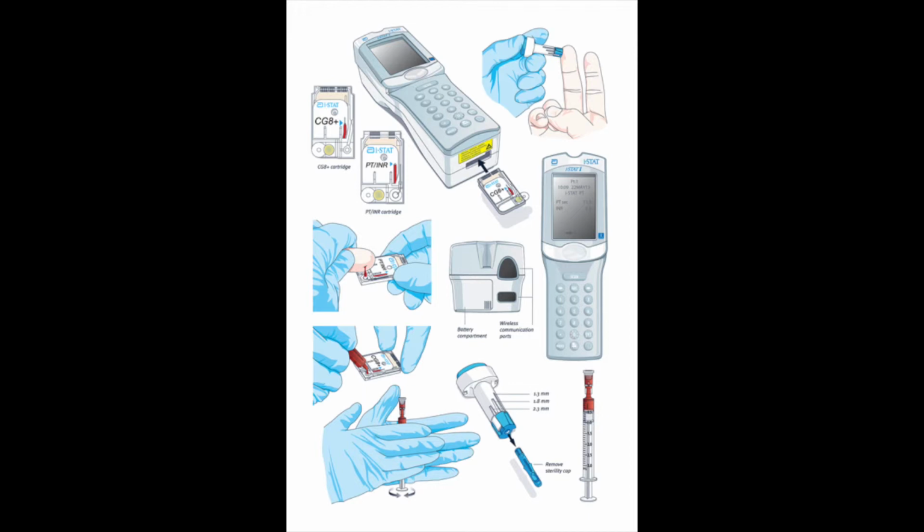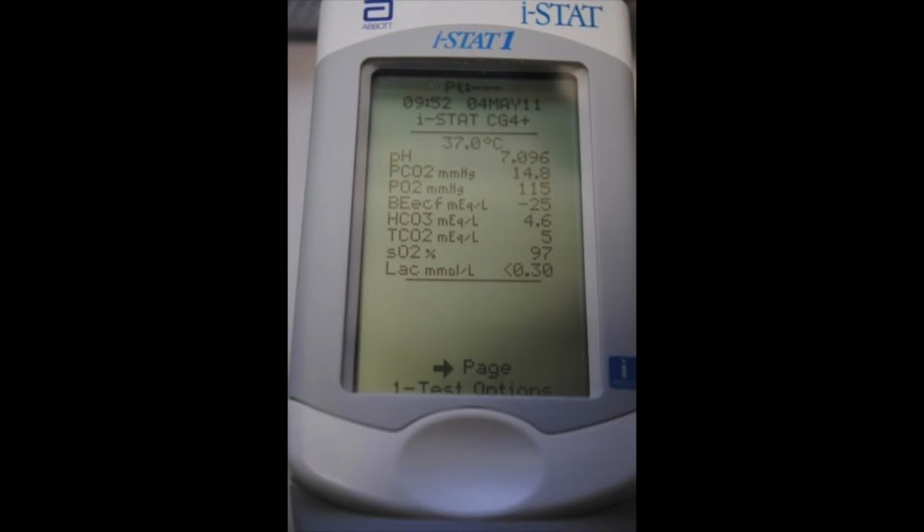We can then insert the cartridge into the port on the iStat, and that'll have another click when it's fully in place. And then the iStat will go to work and do the analysis. And at the end of the countdown, the results will be displayed on the display screen. Now, a quick overview of the pieces of information that the ABG will show you.